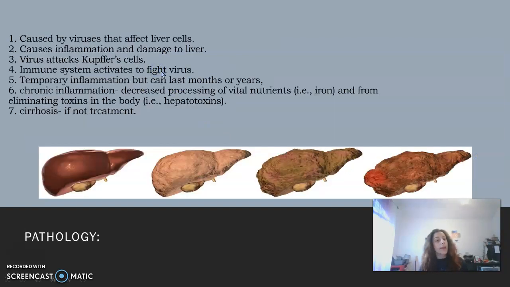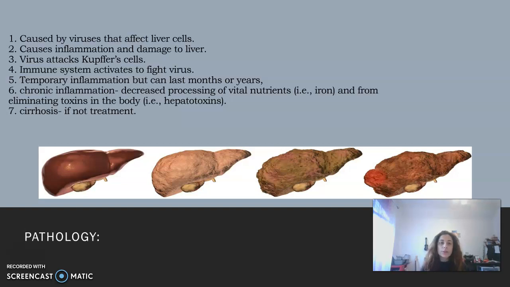So Hep A is caused by viruses that affect the liver cells, which we said were hepatocytes or Kupffer cells. It causes inflammation and damage to the liver, as the virus attacks the Kupffer cells, and this inflammation is part of the response, so that the immune system activates to fight the virus. The inflammation is usually temporary, but it can last months or years, which becomes chronic, and it will cause decreased processing of vital nutrients and elimination of toxins in the body, which is basically the liver's job.